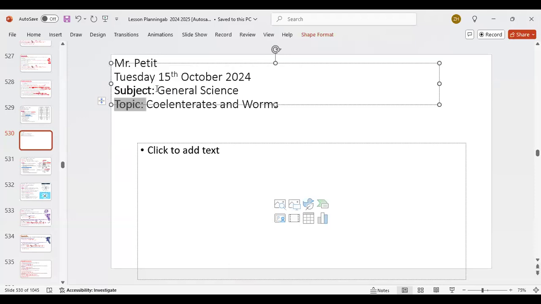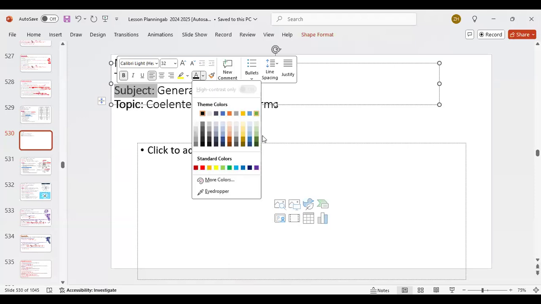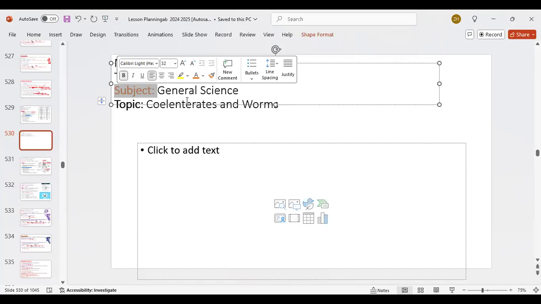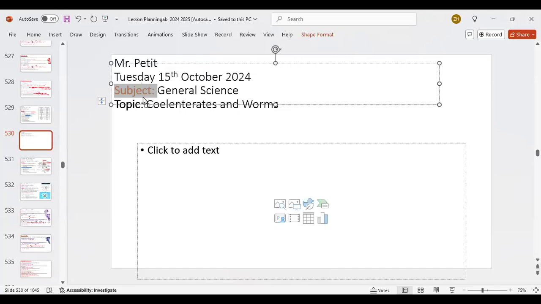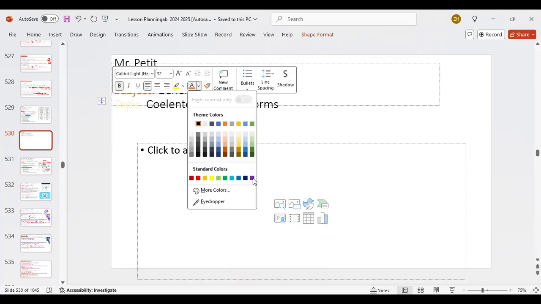All right, so let's first start off with the coelenterates. These would be stuff like your jellyfish, your sea anemone, your coral, your hydra. Those are coelenterates.